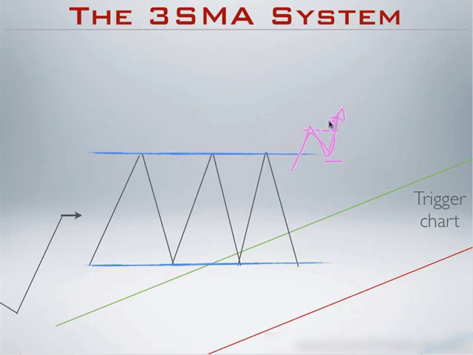Okay, there are three phases, three steps, let's say, on this pattern. We have the initial breakout, we have the pullback, and then the continuation. The continuation is what gets us into the trade just above the initial breakout thrust, and the pullback is what gives us the stop loss location.